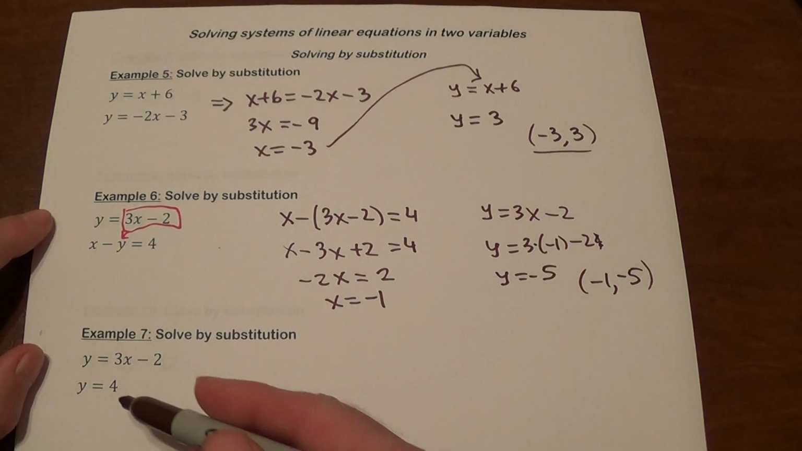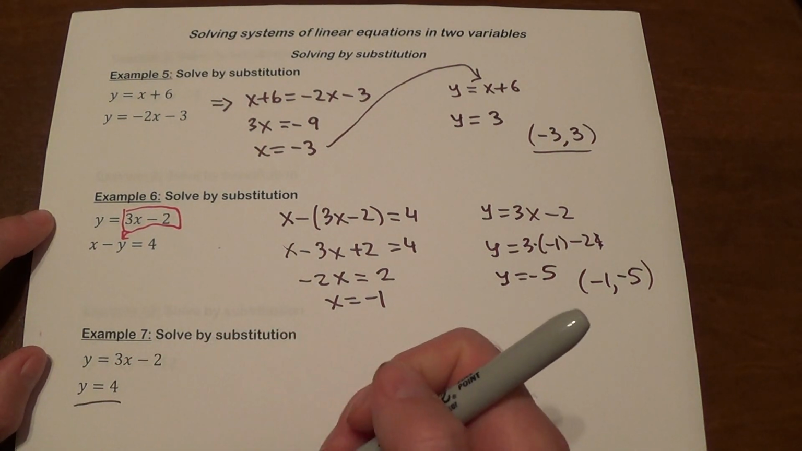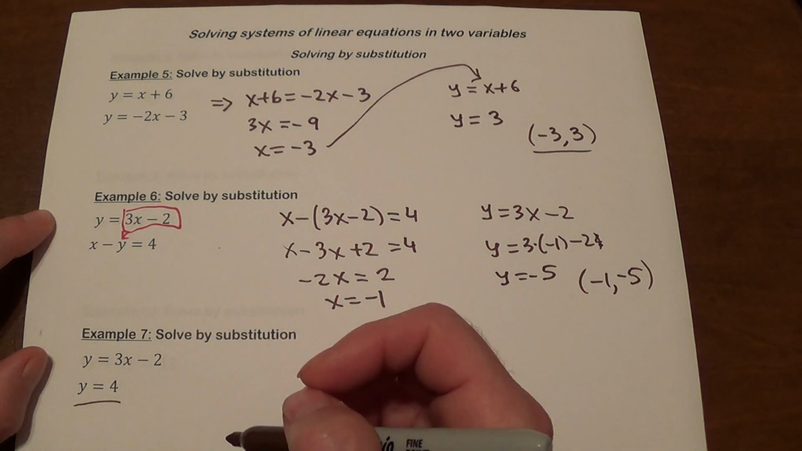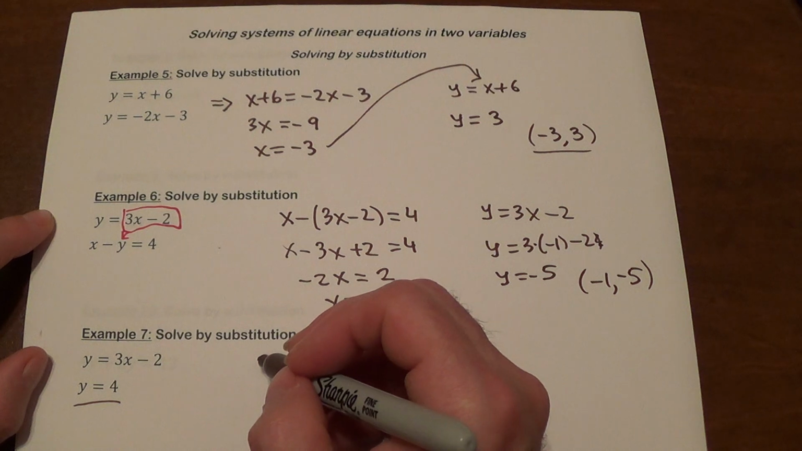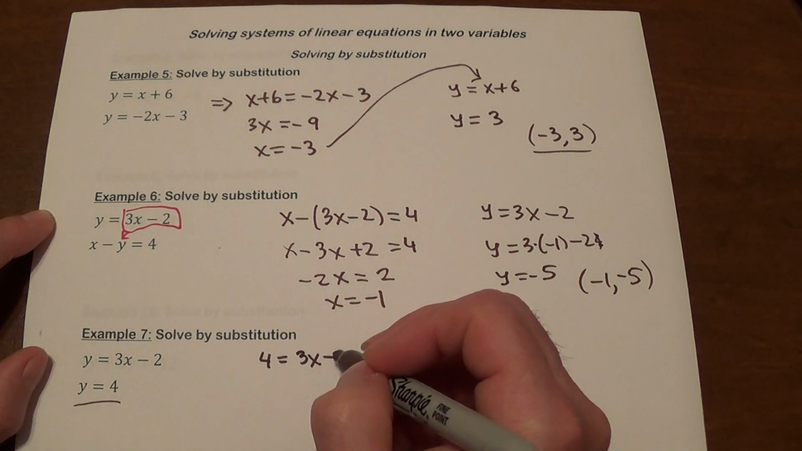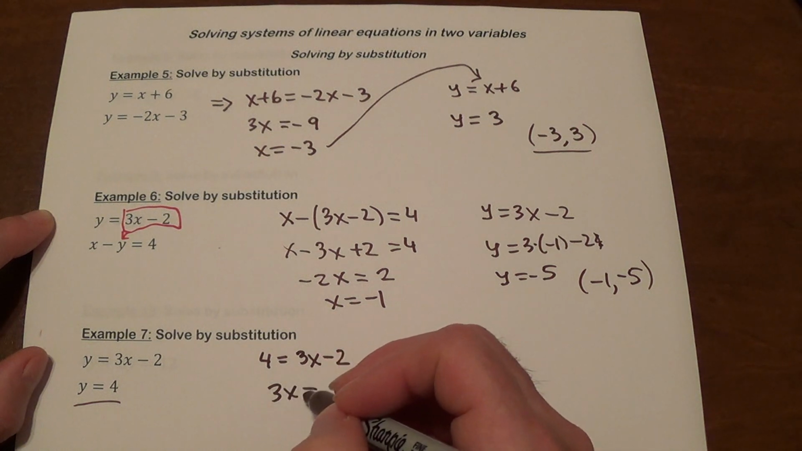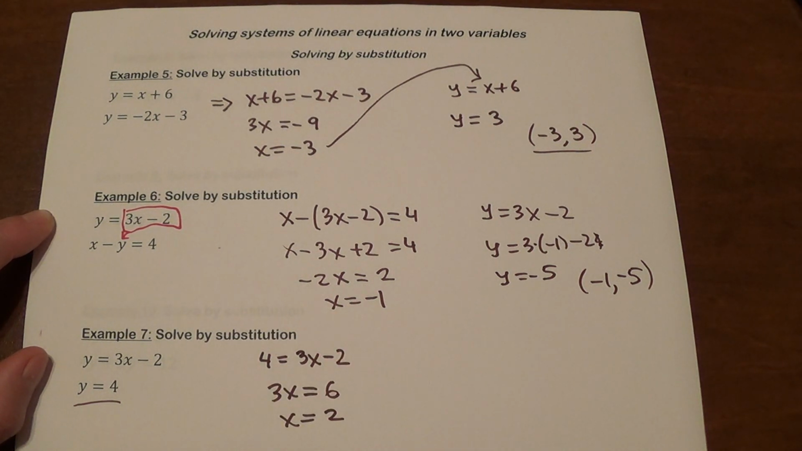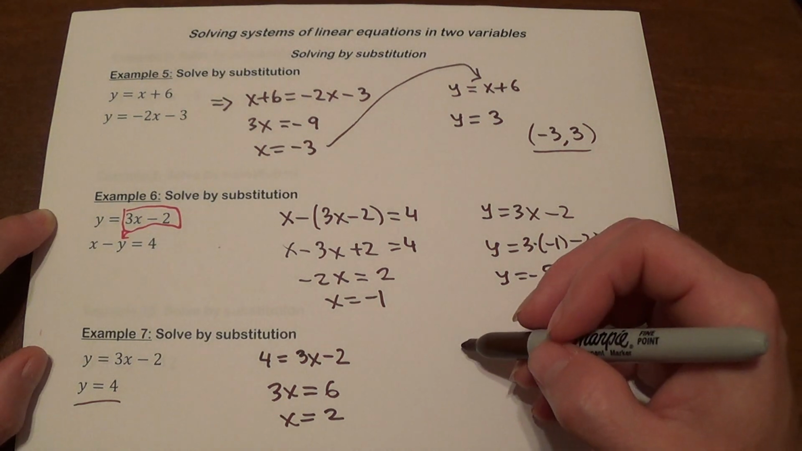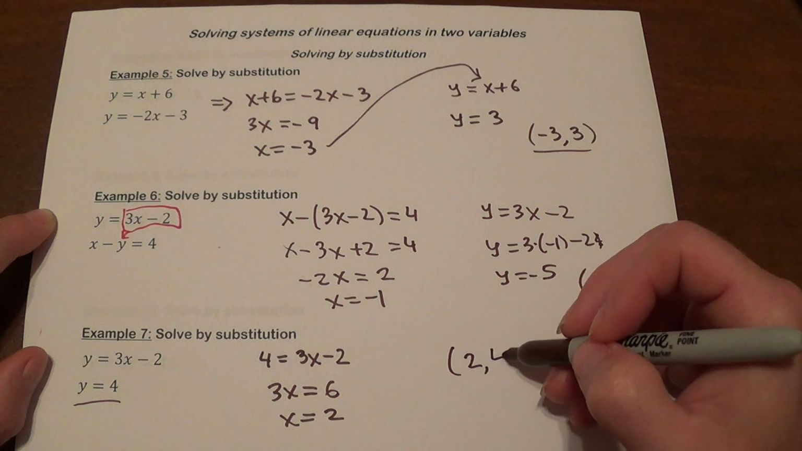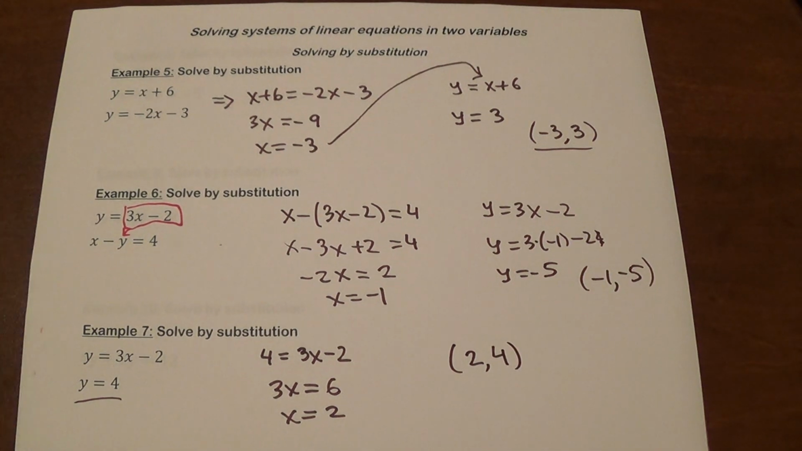Example 7, we already have the value of y. You don't need to find that, so we just need to find the value of x. And for that we substitute that value into our equation. So 4 equals 3x minus 2, so 3x equals 6 and x equals 2, right? And then we have our solution. Remember, x first, y second.